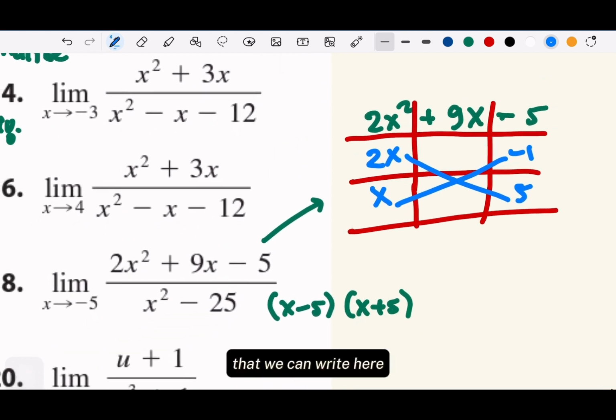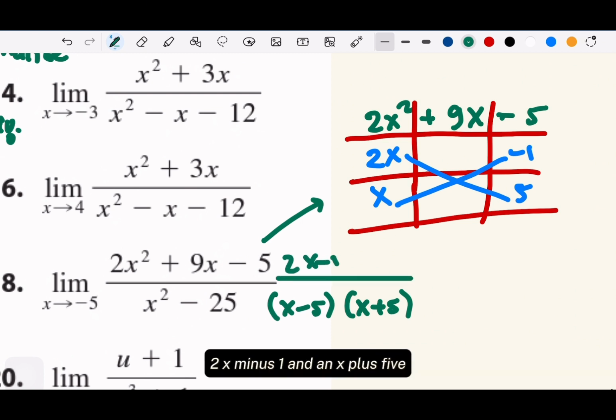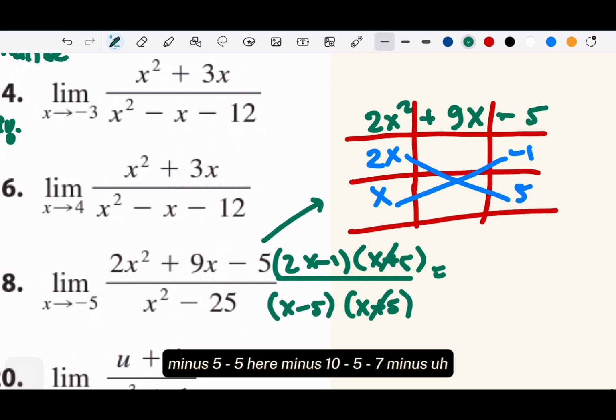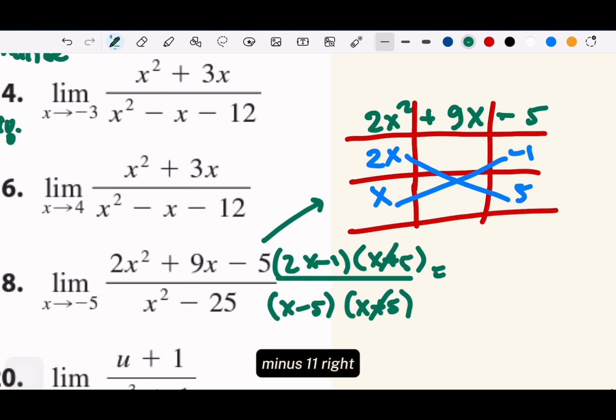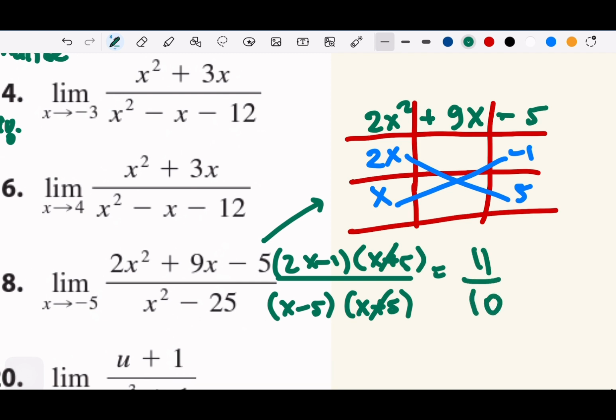Then we can write here 2x minus 1 and then x plus 5. So yeah, now we can check again one more time. Minus 5 here, minus 10, minus 5, minus 10, minus 11, right? Minus 11 over minus 10. So we have 11 over 10. Okay, what else do we have?